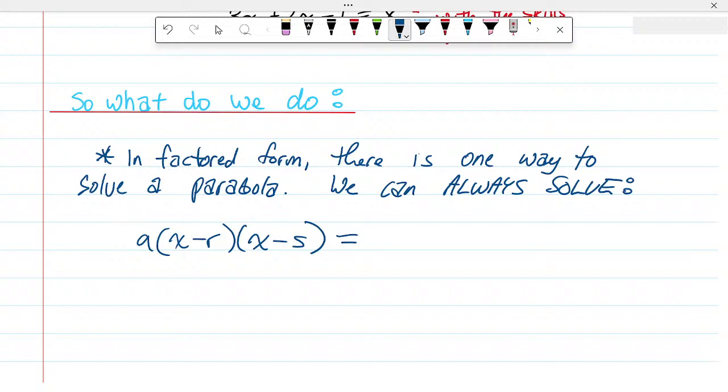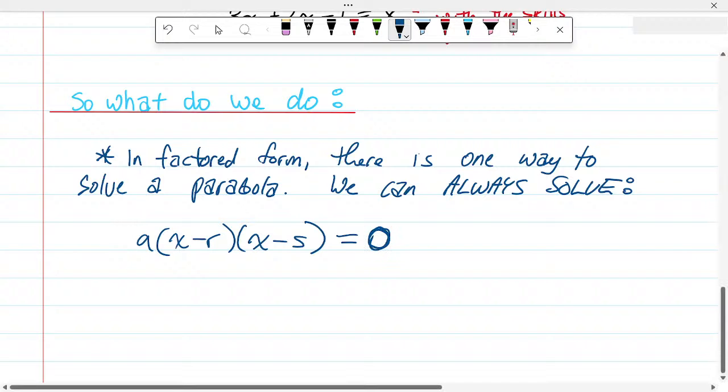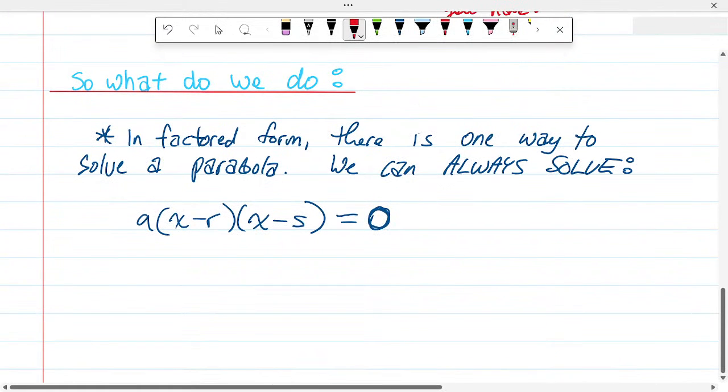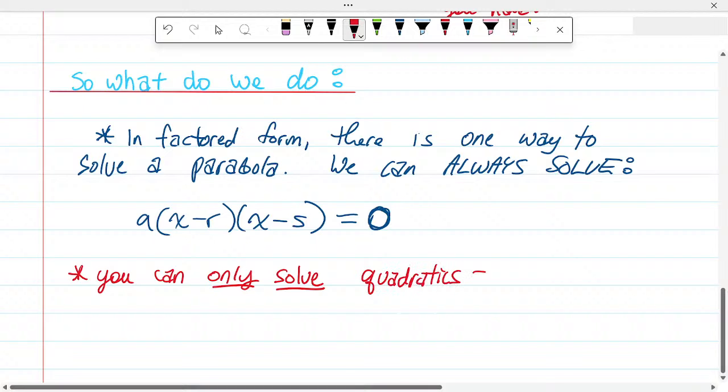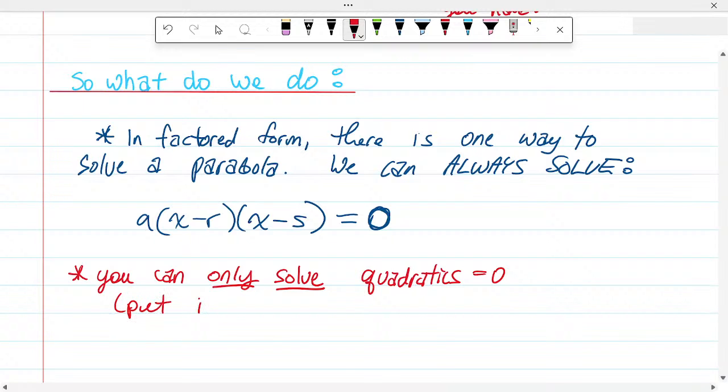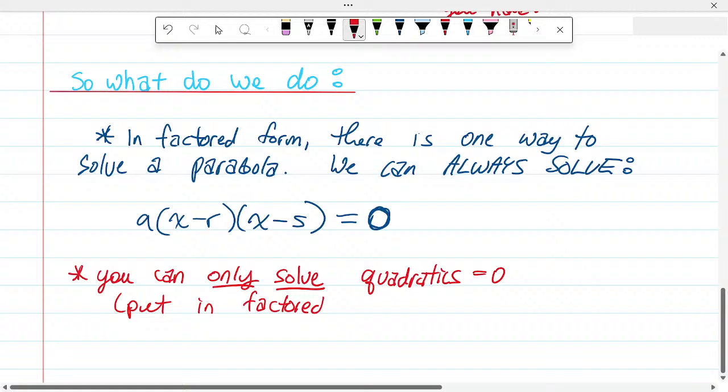And multiplying has a special property, which is there's one case that you can always solve super easily with multiplication. It's when it equals 0. All right? This is the key. The only way we are able to solve a parabola, period, ever, is when it is equal to 0. That's the only parabolic equation that can be solved. You can only solve quadratics that are equal to 0. And we always put them in what form? Factored form.